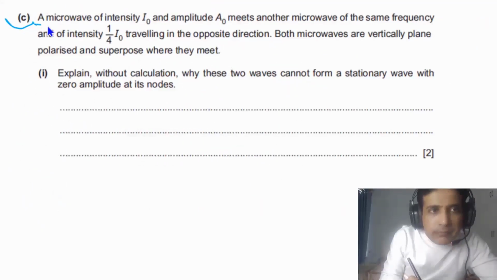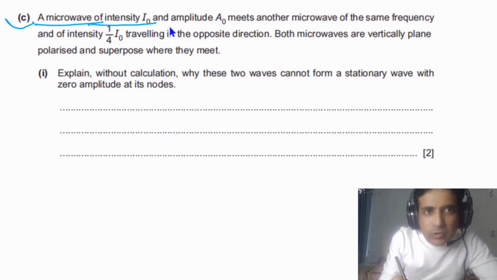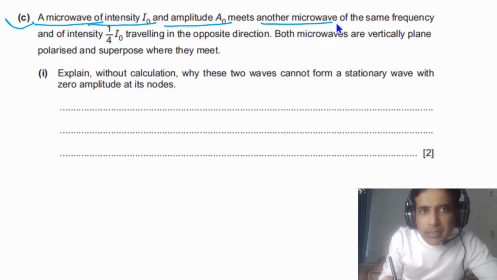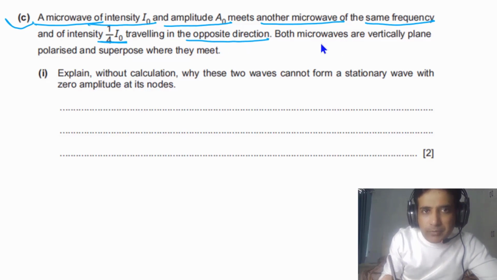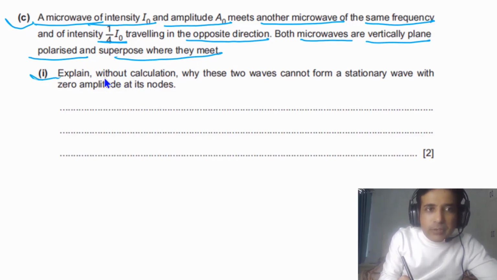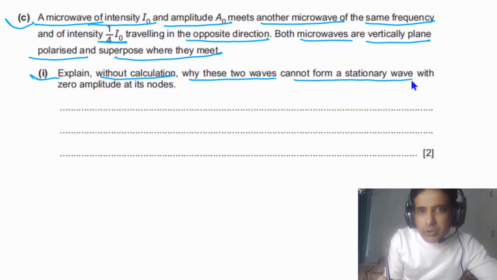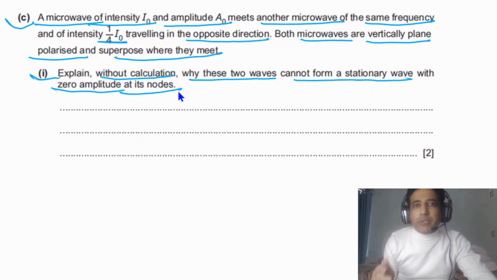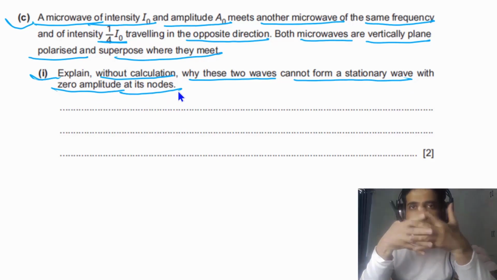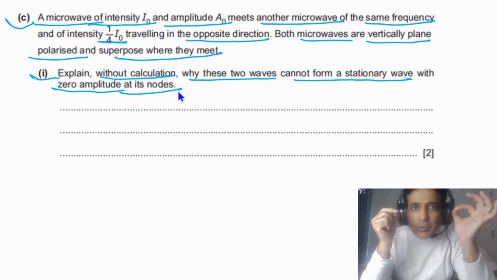For part C, it is given to us that a microwave of intensity I naught and amplitude A naught meets another microwave of the same frequency and intensity of I naught by 4 traveling in the opposite direction. Both microwaves are vertically plane polarized and superposed where they meet. For C1, we need to explain without calculations why these two waves cannot form a stationary wave with zero amplitude at its nodes. So first thing we need to understand is when two waves meet and they have zero amplitude at nodes, when is that possible.